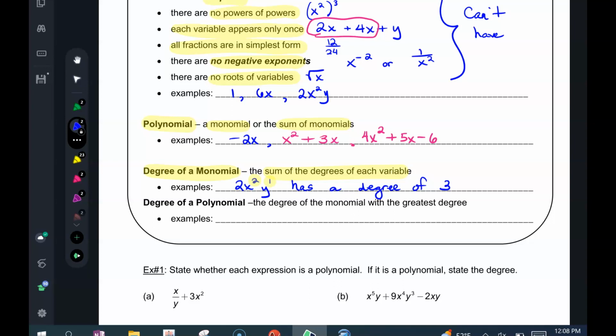Wait, how is the degree of 2x squared y found? So this has a power of 2. This has a power of 1. So we add the exponents together.